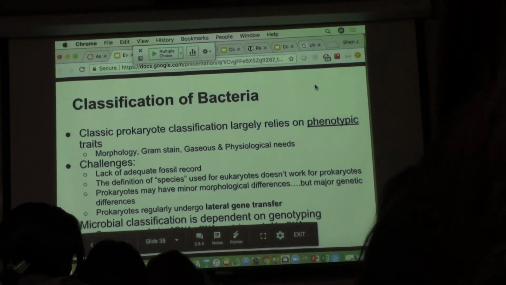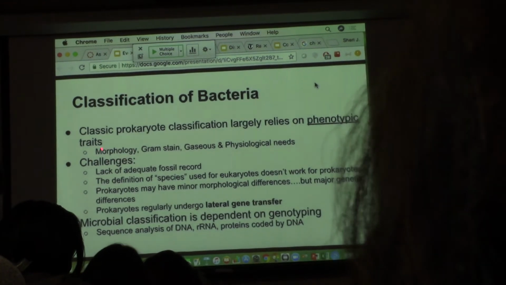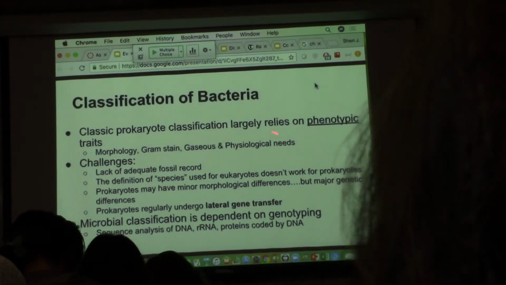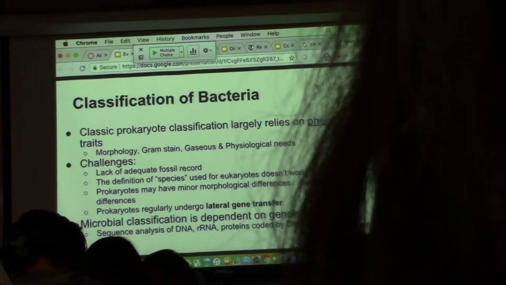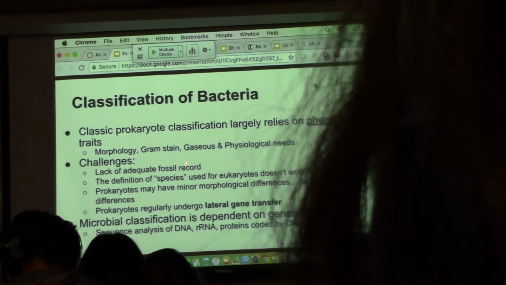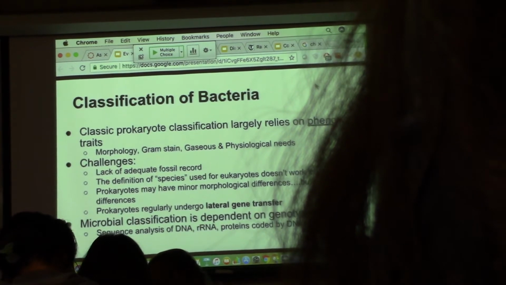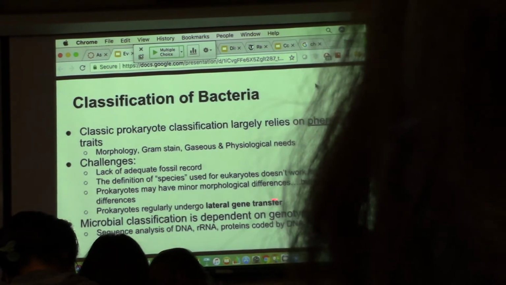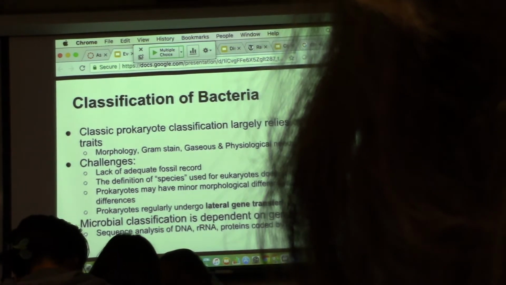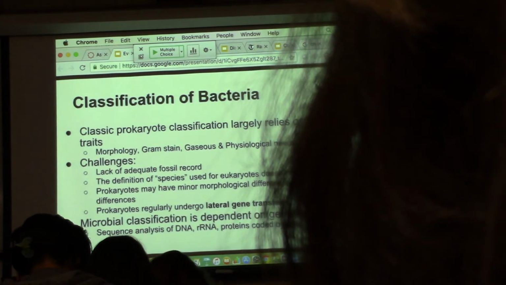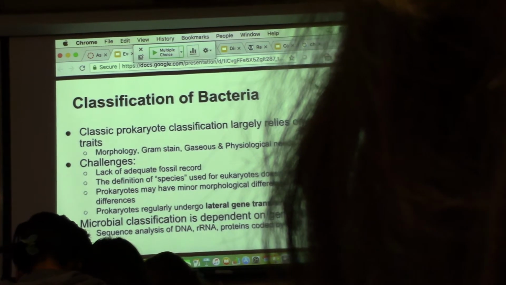All right, so the classic classification of bacteria is based on phenotypic traits. So we said their shape, how they stain, the gas they produce, their physiological needs, etc. A lot of challenges that we touched on last time. There's not really a fossil record for bacteria. The definition of species, as I just showed you in that video, doesn't work well for prokaryotes. And prokaryotes can actually look really similar to each other, and then it turns out when you sequence their DNA, they're totally different. So they're tiny, as those of you in the morning lab saw today. It is really hard to get a lot of information about how similar they are by looking at them.